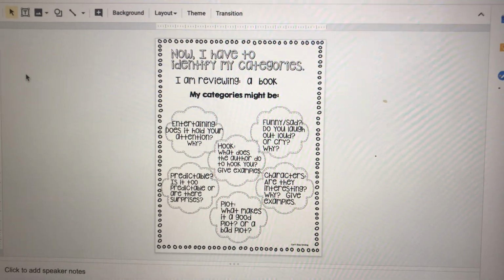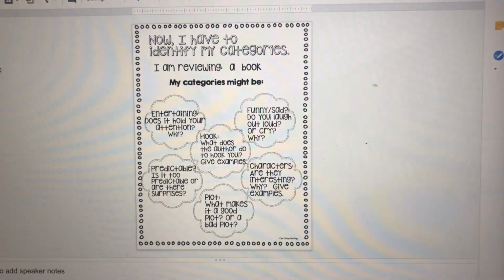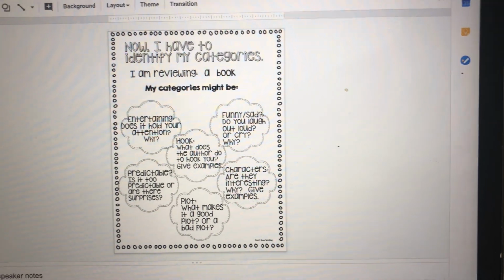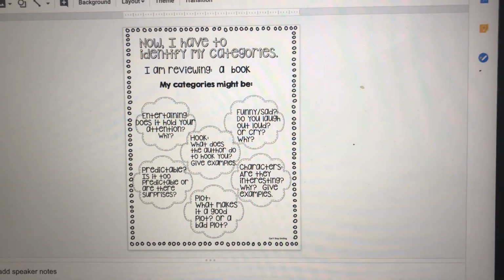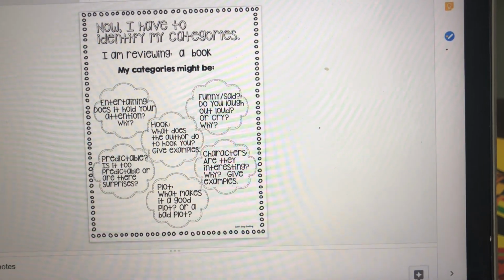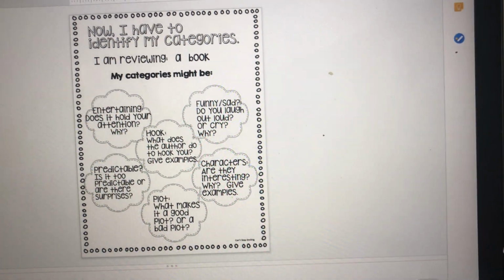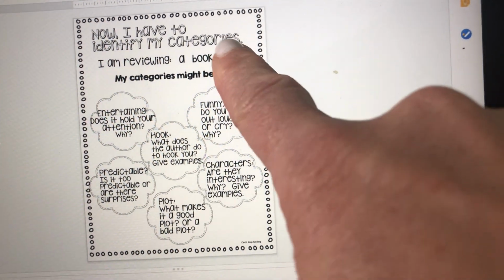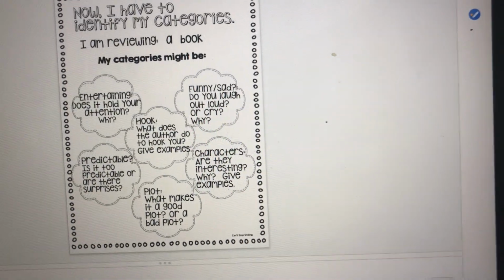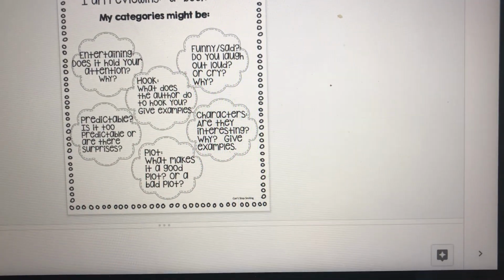So we've been talking a lot about persuasive writing and about writing reviews, and most particularly about writing a book review. Yesterday, I showed you this graphic organizer, which says that now I have to identify my categories. I am reviewing a book. My categories might be, so these are the things you're going to think about.